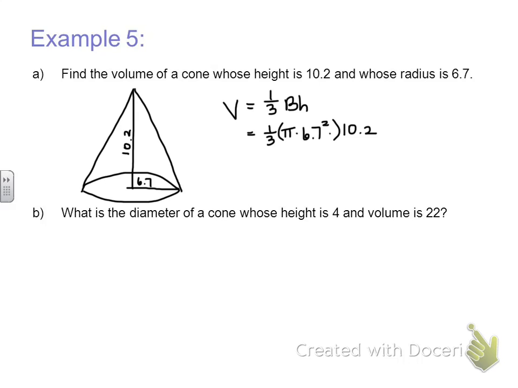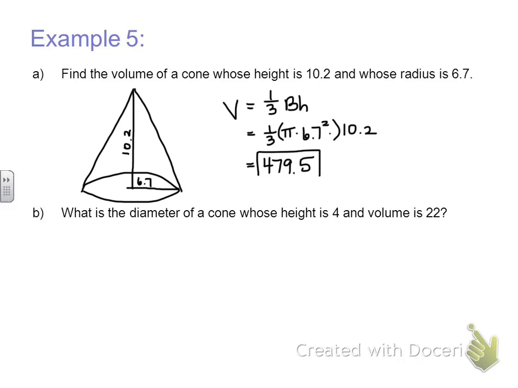So why don't you guys do that for me really fast? Type in 1/3 times pi, just use your pi button on your calculator, times 6.7 squared, times 10.2. Tell me what you get to the nearest tenth. 479.5. Okay, 479.5. So just make sure that you're typing that all in correctly, okay? And then you're done with that.